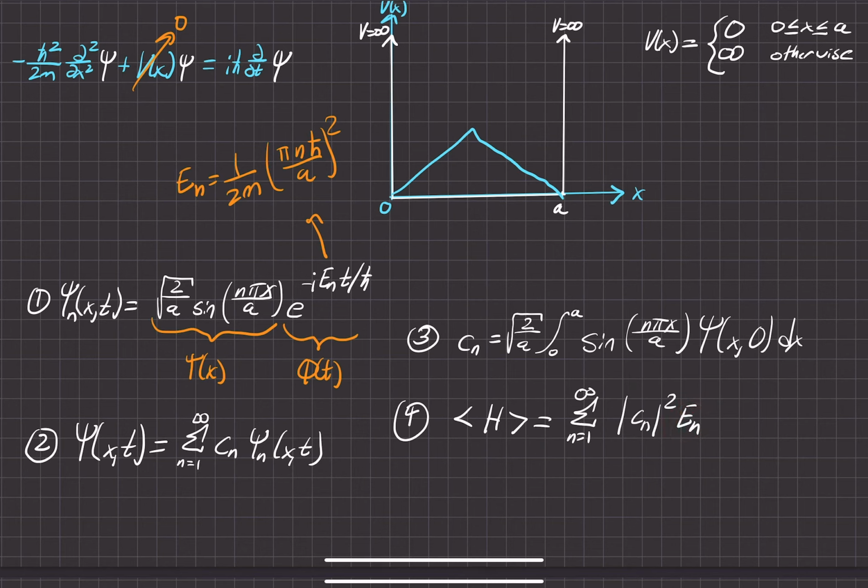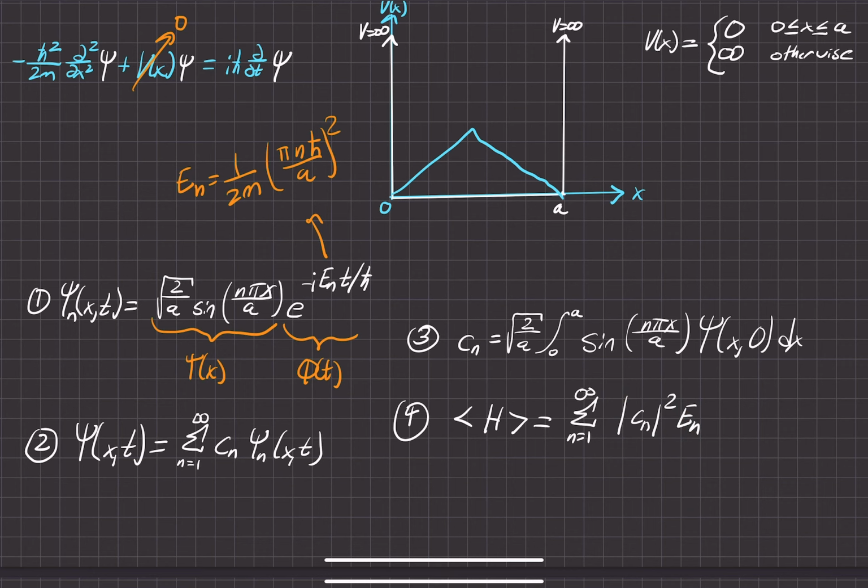But if you wanted to find the probability of finding it in state E sub n, or having energy E sub n, you would just find the modulus squared of that corresponding energy state. So for example, if you wanted the probability of measuring energy state 2, you would just take the modulus squared of state 2.